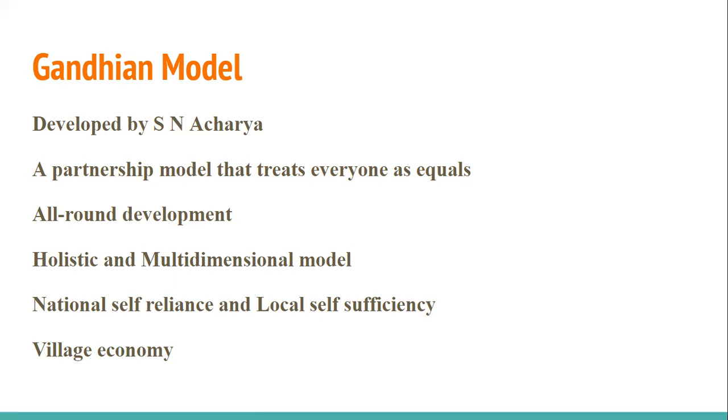It's a partnership model that treats everyone as equals in a society. It's an all-round model stressing all sectors of an economy. It is a holistic and multidimensional model, and it gives emphasis to national self-reliance. Mahatma Gandhi held the view that national self-reliance would be very important. At the same time, villages should become self-sufficient in the production of basic commodities. So the Gandhian model gives emphasis to the village economies.